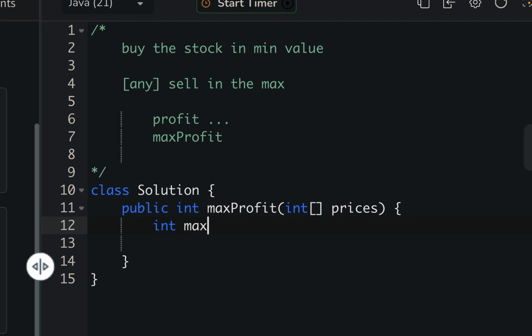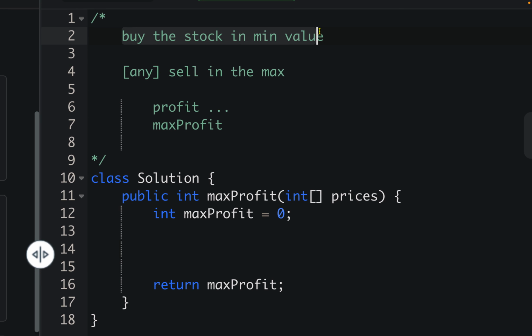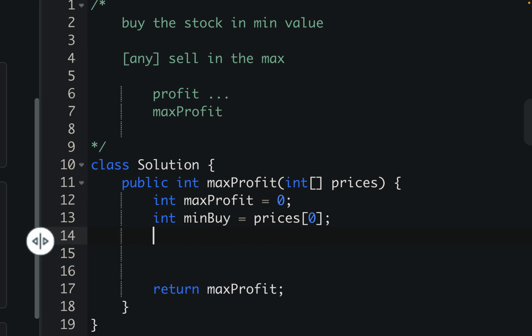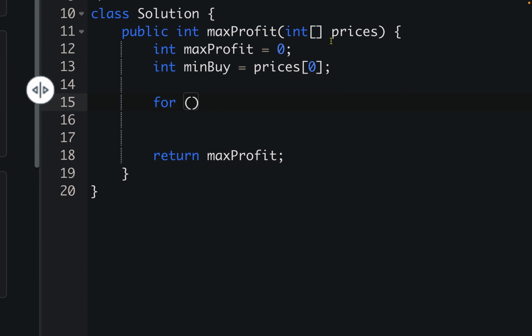So I'll consider maximum profit, which initially is 0, and that's what we are going to return, max profit. For this we are going to consider buying at the minimum value. Right now I don't have any values, so I'll say min buy is equal to prices of day 0, and from here on, if I'm considering day 0, I would consider subsequent days from 1. So day is equal to 1, day is less than prices.length, day plus plus.